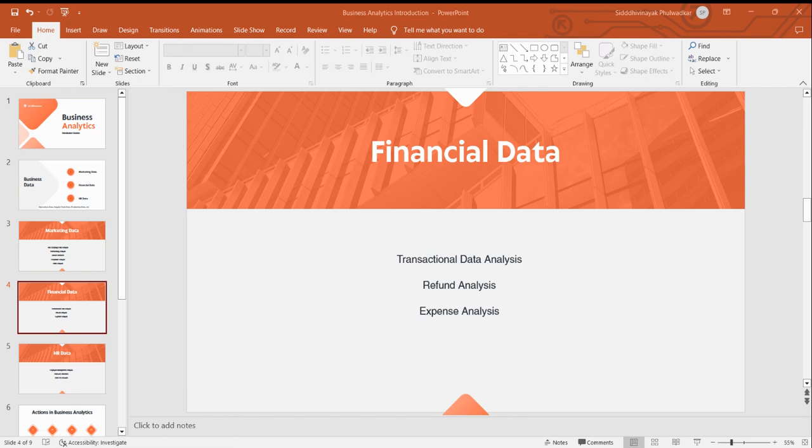Okay, as a business analyst, you will be given a department or data where you will be analyzing either financial data or marketing data. Based on that, you will be analyzing the data and giving some insights on why the data is behaving like this, and you have to give some solution on that.